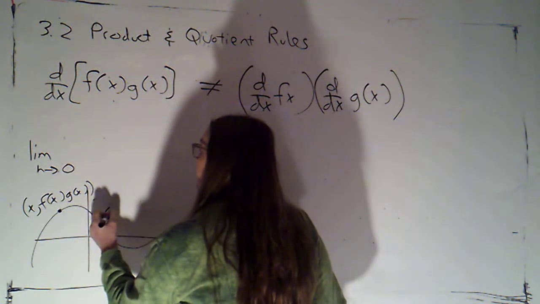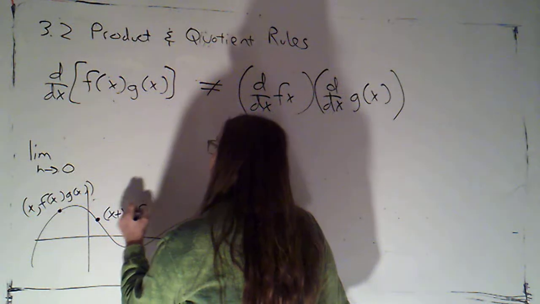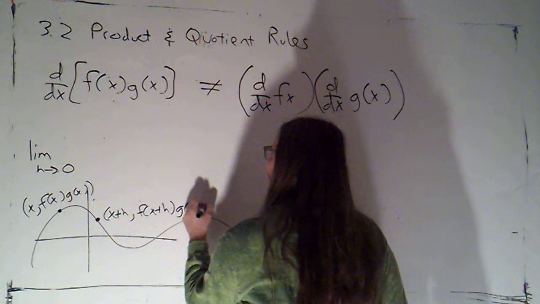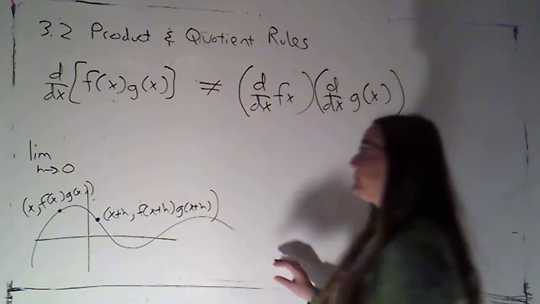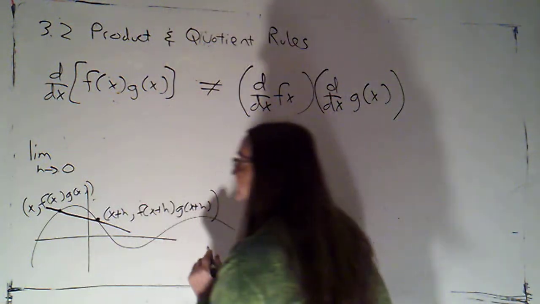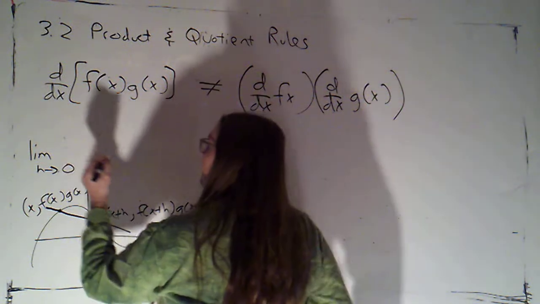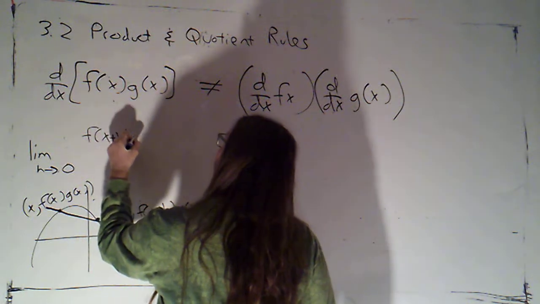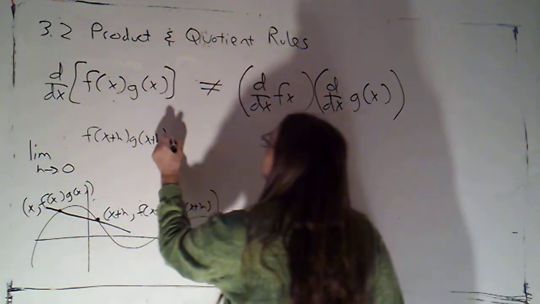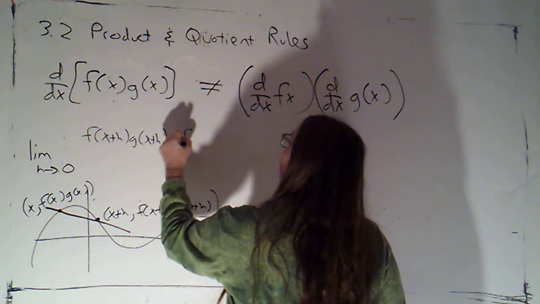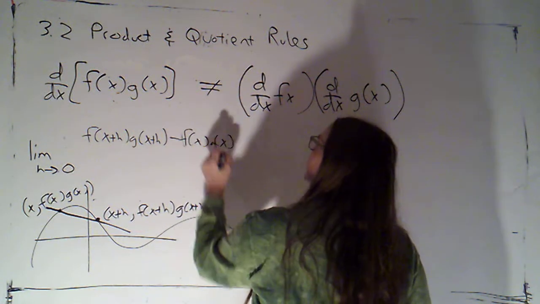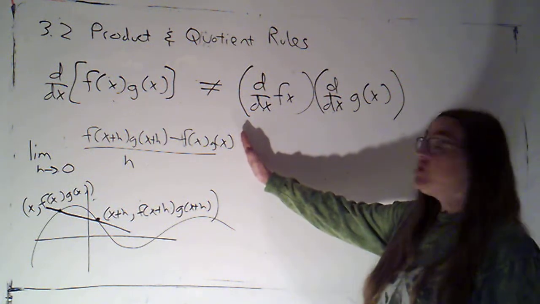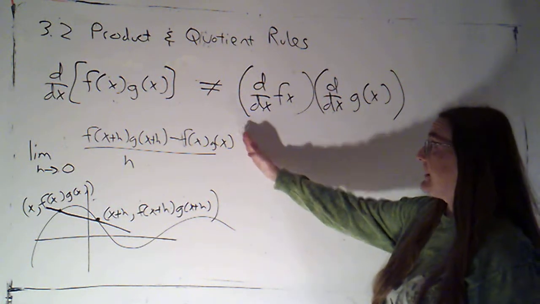Our nearby point would be x plus h, and then we'd have f of x plus h times g of x plus h in the y value. And there's our secant line. Okay. And so we would get, let's see, rise over run: f of x plus h times g of x plus h minus f of x times g of x, all over h. That's the limit that we should be evaluating.